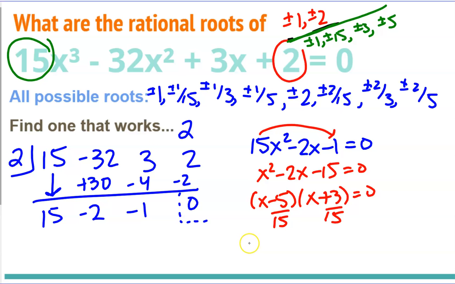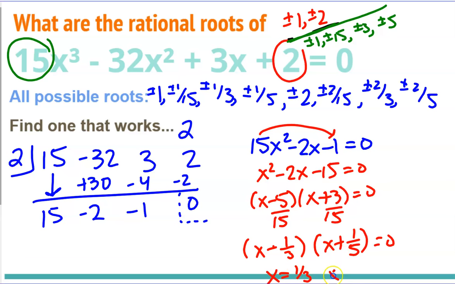5 over 15 simplifies to 1 over 3. So we have x minus 1 over 3. And here 3 over 15 simplifies to 1/5. And I can actually solve for x in each of these. So this will give me x equals 1/3. And this will give me x equals negative 1/5.